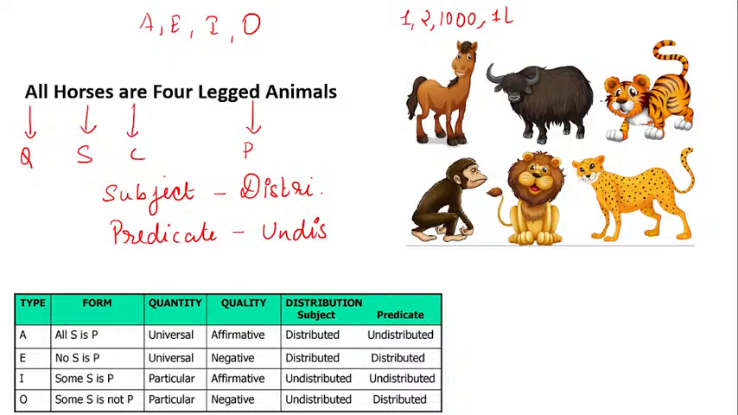Then you have leopard. So the animal circle has many other four-legged animals. This four-legged animal circle has horses also, and other types of animals also. So it is an undistributed predicate. Why is the subject distributed? Because I'm talking about each and every horse, meaning this statement applies to each and every horse in the world. So it is a distributed term. Subject is distributed, predicate is undistributed, because the predicate four-legged animals is not just horses, it has other four-legged animals as well. So the predicate becomes undistributed.